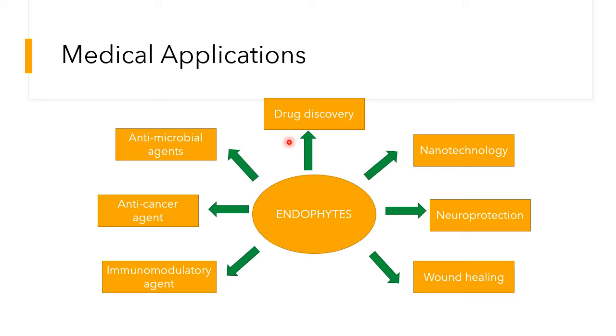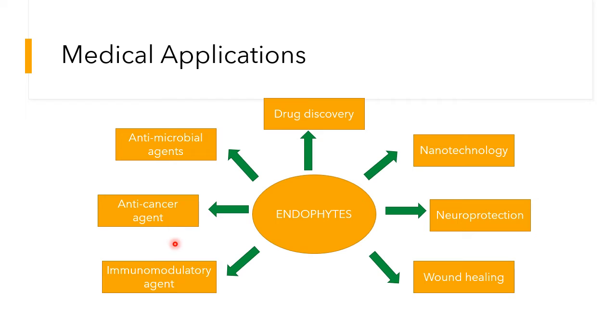Then antimicrobial agents. So endophytes produce compounds that have antibacterial and antifungal properties. So they can be widely studied for that. Then anti-cancer agents. Many endophytes have shown potential in the development of new anti-cancer drugs. How? They produce compounds that induce apoptosis, that is programmed cell death, in cancer cells. Okay, that's how you study for anti-cancer agents.